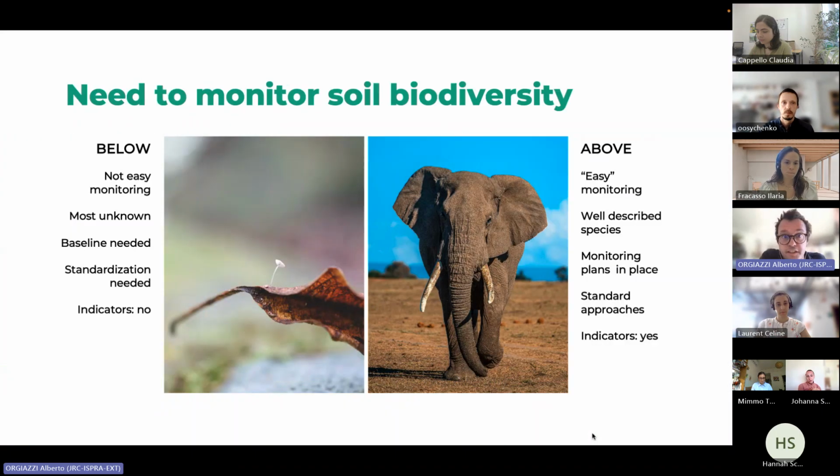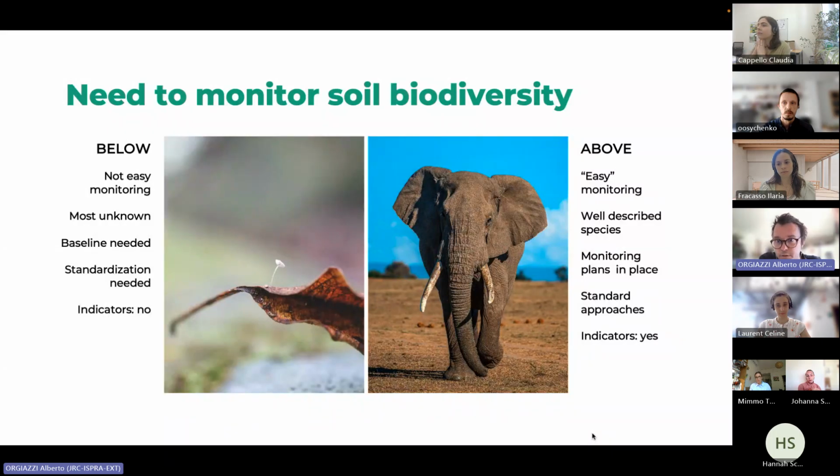For this reason, there is a strong need to monitor soil biodiversity to understand the biological condition of European soils. But this task is not that easy, because we don't know that much about soil biodiversity. Most of the species that live in the soil are still unknown, have not been described, compared to what is living above ground, where we have indeed more data.